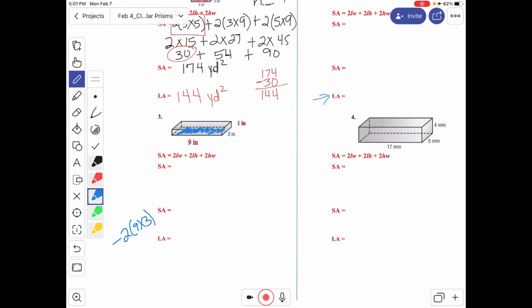On this last picture, the base is the 17 by 5. So whatever you get for the surface area, you're going to take away the 17 by 5, because that's the base, to find the lateral area.